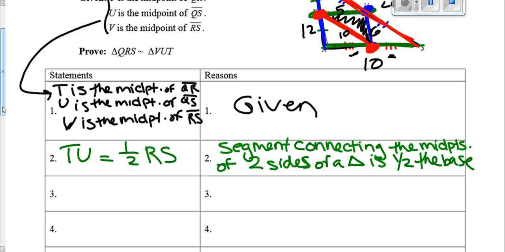All right, the segment that's connecting the two midpoints, this green one right here, is 1/2 the distance of the base, meaning the other side of the triangle that doesn't have the two midpoints on it. Okay, now I'm going to write the same reason for the next two.